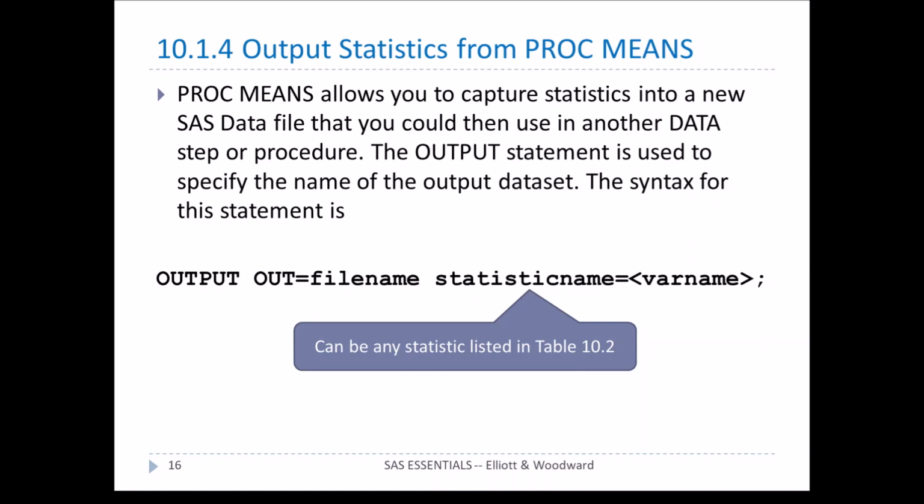Okay, now let's look at outputting statistics using PROC MEANS. We've seen that there was an output option, an output statement that we could use. So let's see how that works. So we have the statement OUTPUT, then out equal file name. That's the name of the file we're going to create from these statistics. We're going to have a statistics name, like the ones listed in table 10.2 we saw earlier. That's like mean or standard deviation or something like that. And then we have a var name. Now the var name is what we're going to call whatever the statistic is that we're outputting.